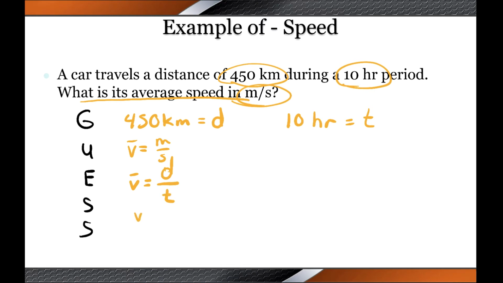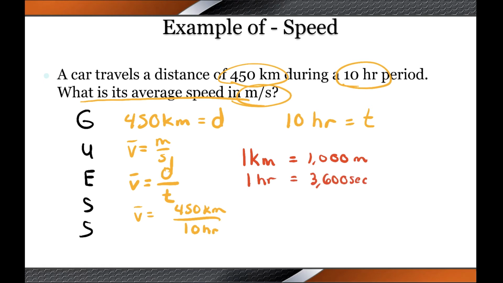Now we're ready to substitute our variables in. We have 450 kilometers. We have 10 hours. And what we need to do now is we need to factor label this. We need to change the units. So 1 kilometer is the equivalent of 1,000 meters. And 1 hour is the equivalent of 3,600 seconds. All right, so we're going to put those two conversion factors in here using that bookshelf method we learned before. All right, I'm going to cross-cancel kilometers. I want to get rid of it. So I find that in my conversion factors, and I put that in the bottom to cross-cancel it.